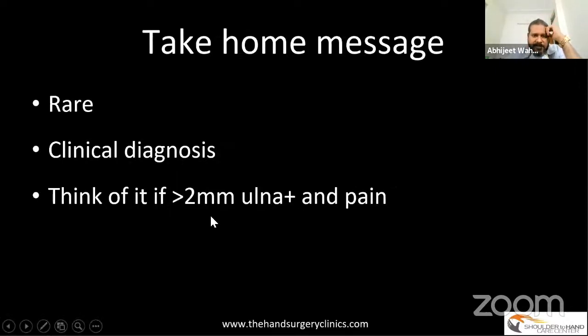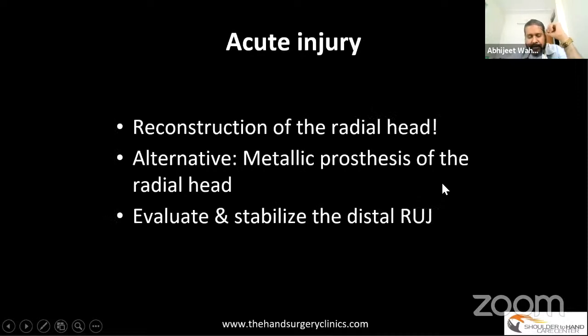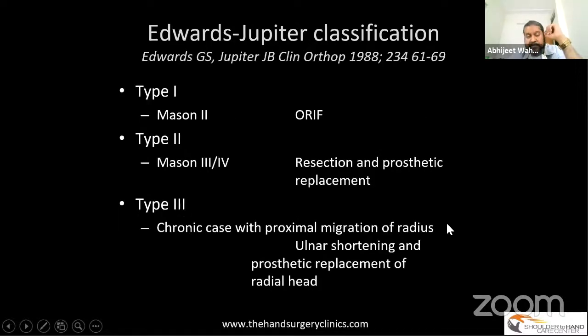So the take-home message again is that this is a rare injury, but you need to keep it in mind so that you don't miss the diagnosis, and think of it if more than 2 millimeters of ulnar lengthening is present and the DRUJ is painful. In acute injury, reconstruction of the radial head should be our first endeavor. And if not possible, you may want to resort to prosthetic replacement, a metallic prosthesis, not a silastic prosthesis. And then you evaluate the DRUJ and decide to stabilize it if required.